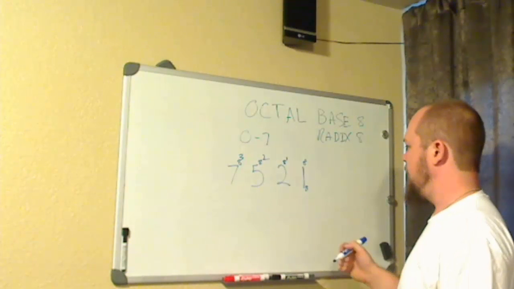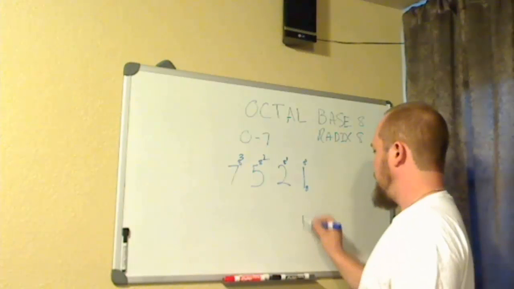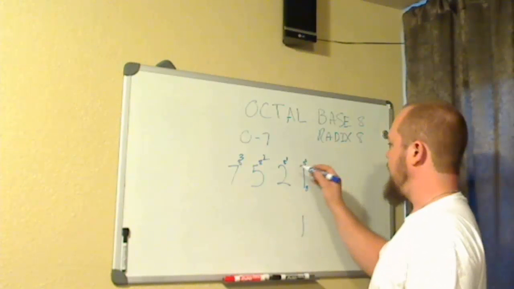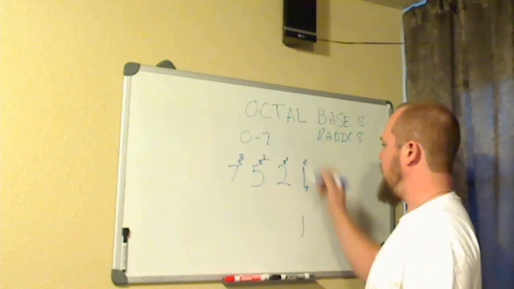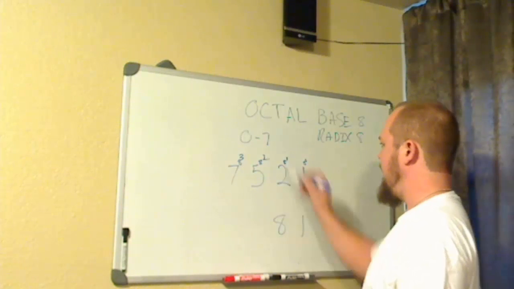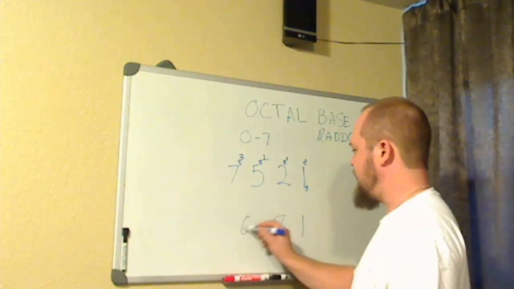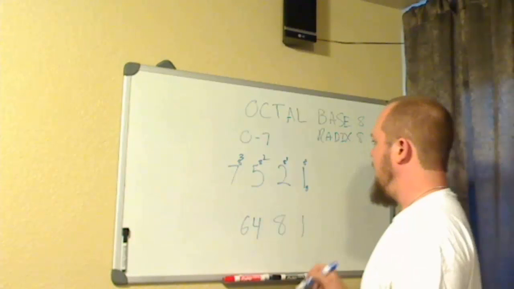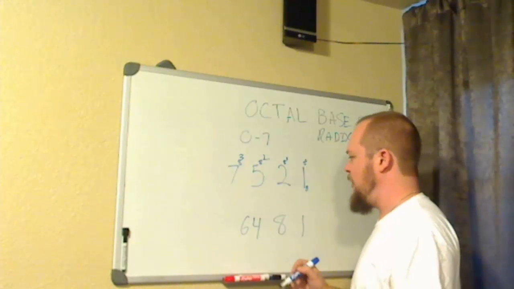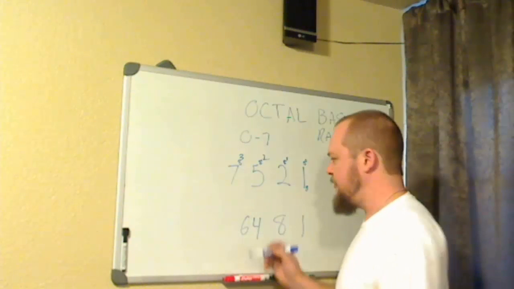Any non-zero number raised to the 0 power is equal to 1. Every number raised to the power of 1 is equal to itself, 8. And 8 to the second power is 8 times 8, which is 64. And 8 to the third power would be 64 times 8, which is 512.